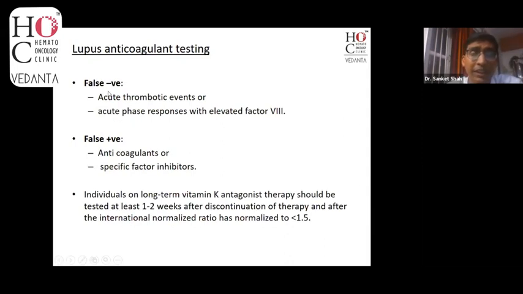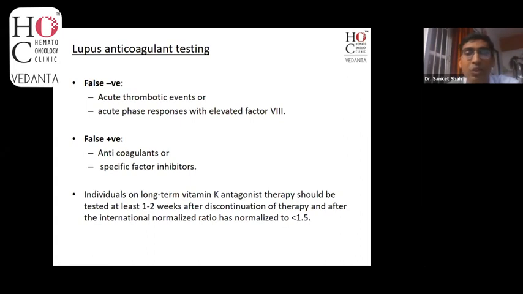There are obviously false negatives and false positives. When you have an acute thrombotic event, it may come out false negative. And in the acute phase response, when factor 8 is elevated, again it may come out false negative. On the contrary, the presence of anticoagulants and specific inhibitors, as mentioned above, can result in a false positive test. For those who are on warfarin for a long time, there should be a gap of at least 1 to 2 weeks before testing, and the INR should have normalized to less than 1.5. This becomes very difficult when you suspect APLA in someone, you have started warfarin, and then you want to check the lupus anticoagulant test.